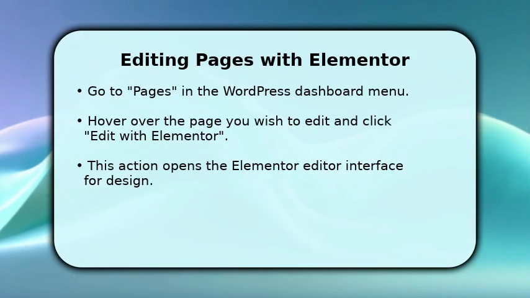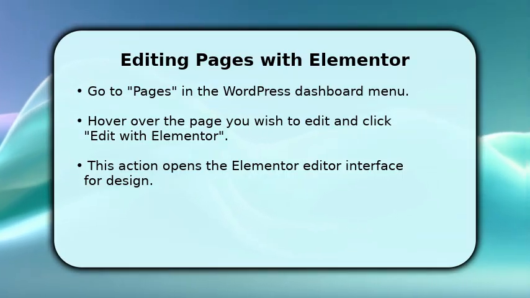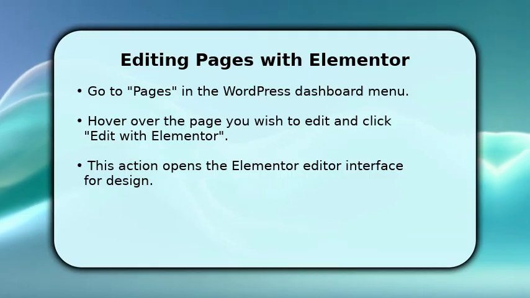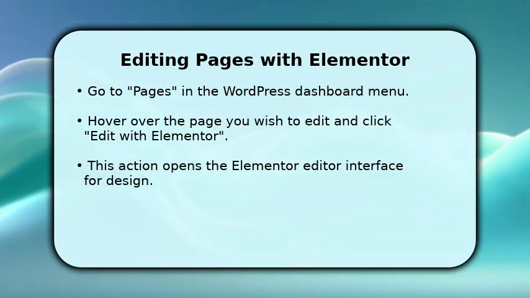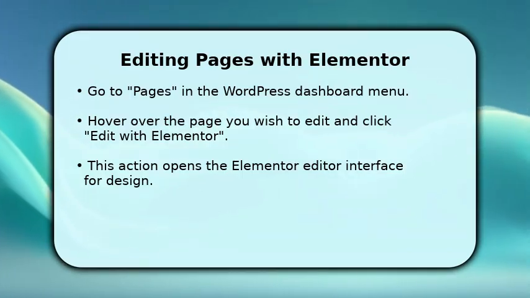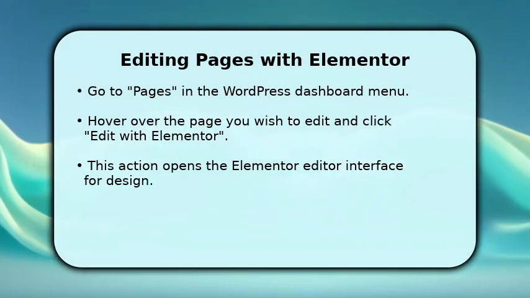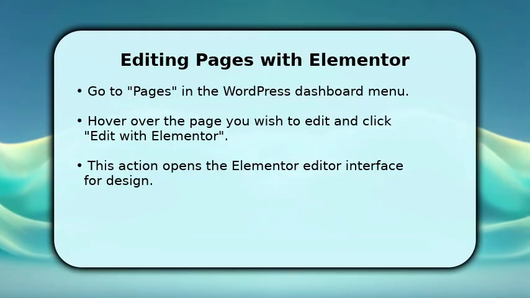Once Elementor is active, finding it to edit your content is straightforward. Head over to the Pages section in your WordPress dashboard. When you hover over any page, you'll see an option that says Edit with Elementor. Clicking this button will seamlessly launch the Elementor editor, allowing you to visually design your page. It's a very intuitive way to start building your website's layout and content with ease.